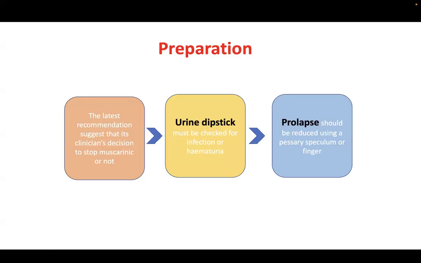And should prophylactic antibiotic be given to all the patients who will undergo urodynamics? The answer is no. Prophylactic antibiotic is not a prerequisite for urodynamics. And if the patient is having any prolapse, that should be reduced either using a pessary or using a finger before doing urodynamics.